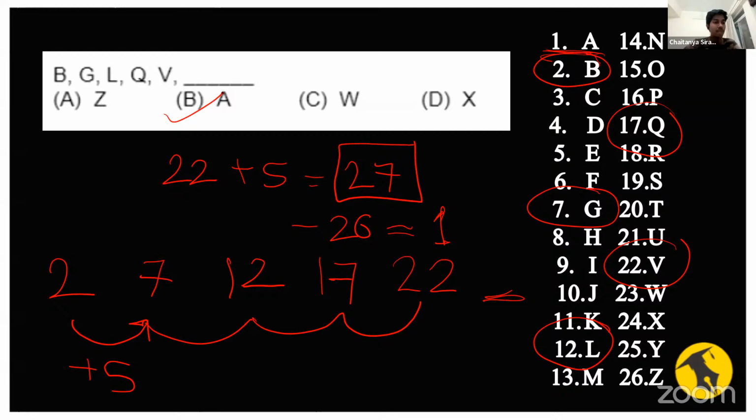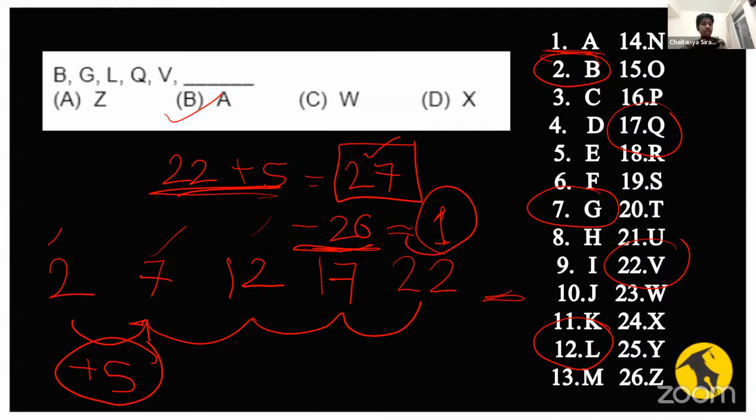All right, I'll repeat once quickly. B is 2, G is 7, L is 12, Q is 17, and V is 22. I recognize the pattern as plus 5 each time. So I do plus 5 to 22, I get 27. Since 27 is more than 26, I subtract 26 out of it and I get 1 as my final answer. And 1 corresponds to A, so option B. I hope it's clear to you.